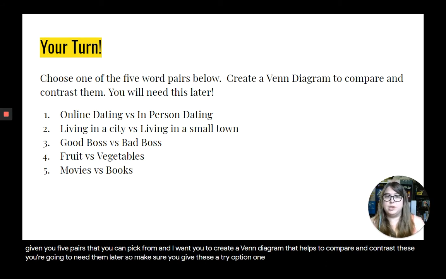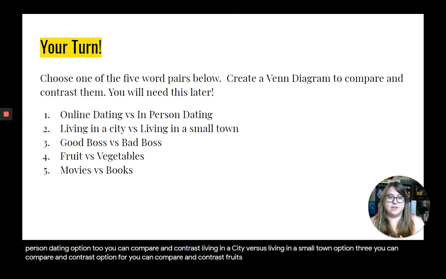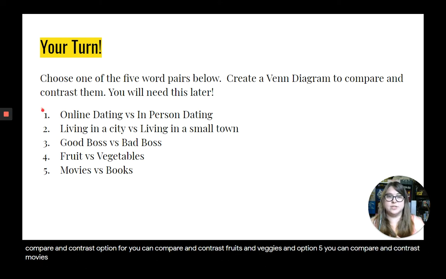Option 1, you can compare and contrast online dating and in-person dating. Option 2, you can compare and contrast living in a city versus living in a small town. Option 3, you can compare and contrast a good boss versus a bad boss. Option 4, you can compare and contrast fruits and veggies. And option 5, you can compare and contrast movies versus books.